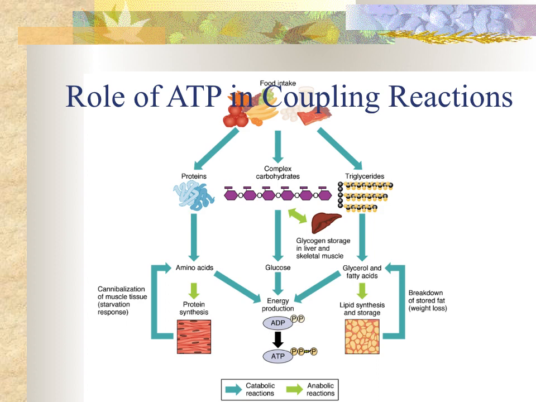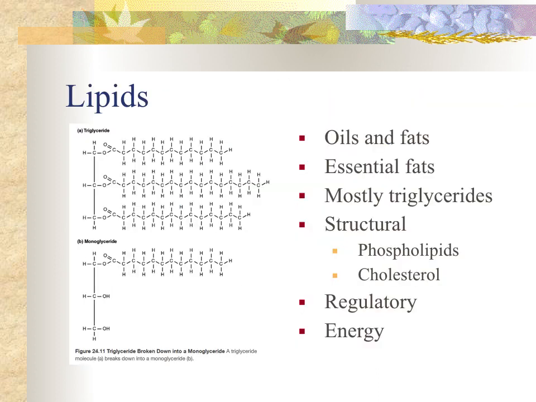ATP from food intake is used, whether it comes from proteins, carbohydrates, or triglycerides, lipids, doesn't really matter, but it's going to be used for the synthesis of lots of things, for all sorts of energy reactions. Lipids themselves, these are oils and fats. Some lipids are essential, means we have to have them in our diet, but that's relatively few lipids.